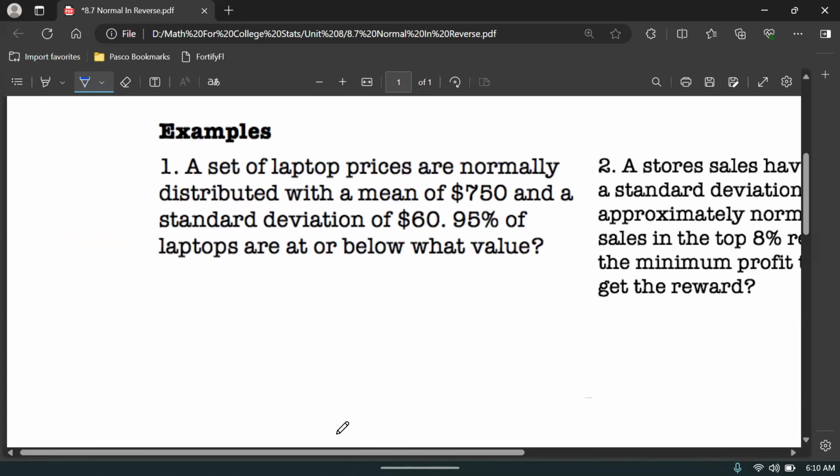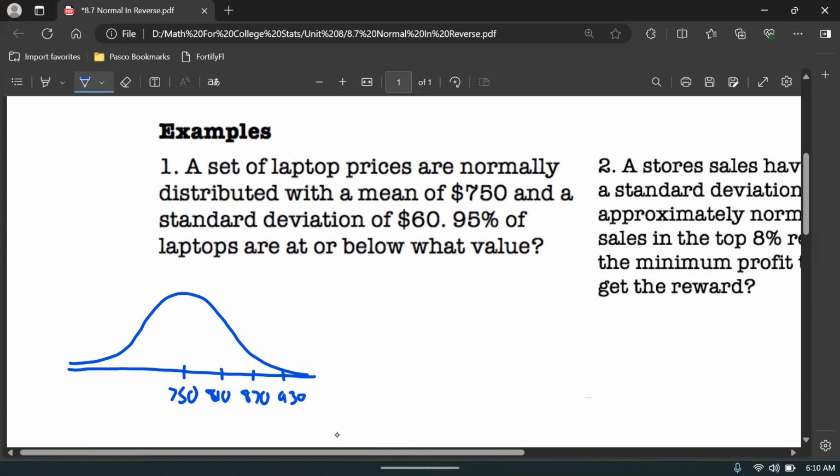So first thing I would like to do is draw out our curve again, just to create a bit of a visual for us. I always like doing that. So mean is 750. Standard deviation is 60. So 1, 2, 3. So we're going to go to 810, 870, and 930. And then we go backwards 60 as well. So 690, 630, 570. All right.